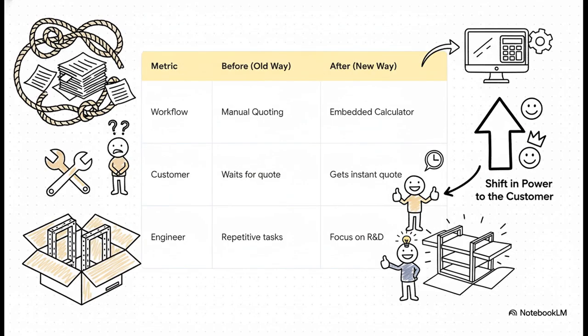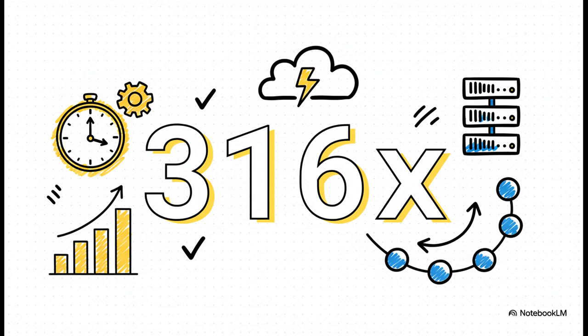Or how about an e-commerce company selling custom storage racks? The old way was this huge manual quoting bottleneck. The new way, they just embed a calculator right on their website. Now the customer gets an instant quote and design, and the engineers are freed up to focus on real R&D. This completely shifts the power right into the customer's hands. And the return on investment can be absolutely staggering. In one real-world example, a one-time setup that took just 30 minutes ended up saving a company 158 hours of work every single month. That's a 316 times return on that initial time investment.